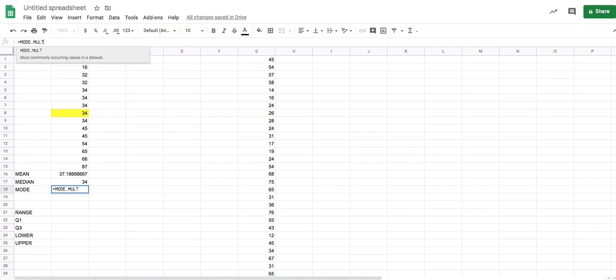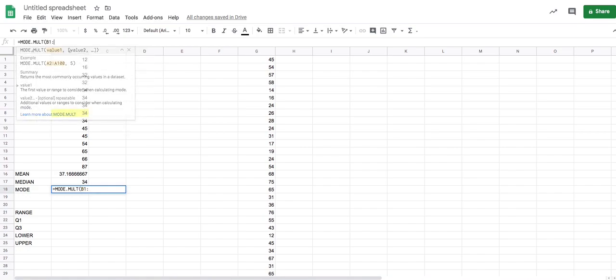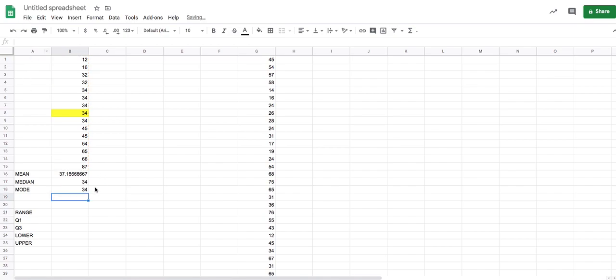All right? And then same thing, let's do the B1, we'll do the range, B1 to B15, close parentheses, equals, and the mode is also 34. All right, so I have one mode.